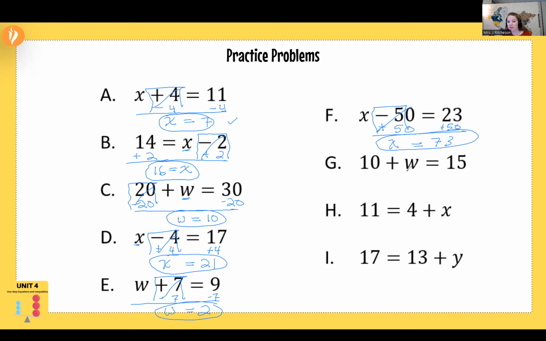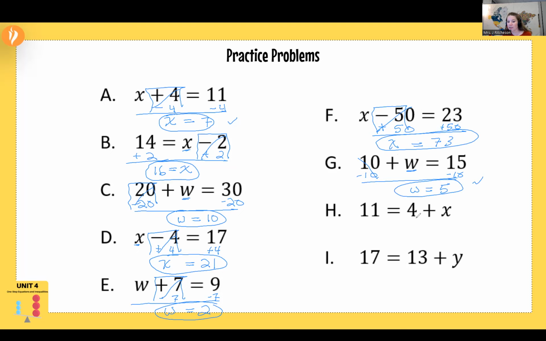Here's our W, our variable. We need to get rid of this positive 10. The only way to get rid of a positive 10 is to subtract 10. And we're going to do everything twice. This is gone. W is equal to 5. And then plug it back in. W is 10 plus 5, 15. Yes, we're right.